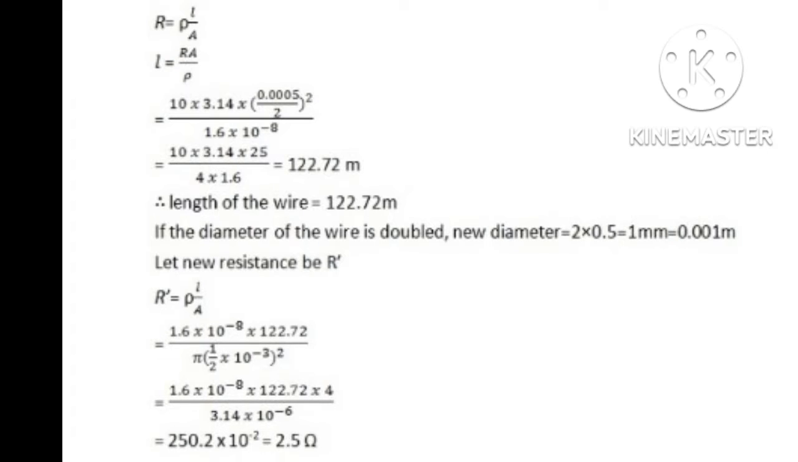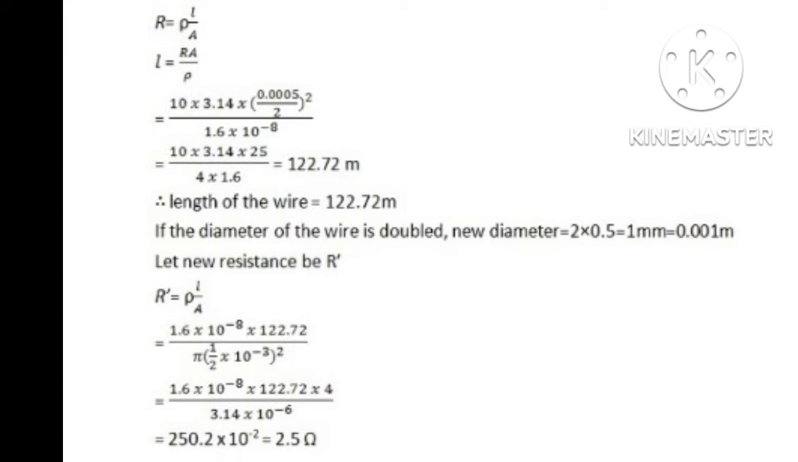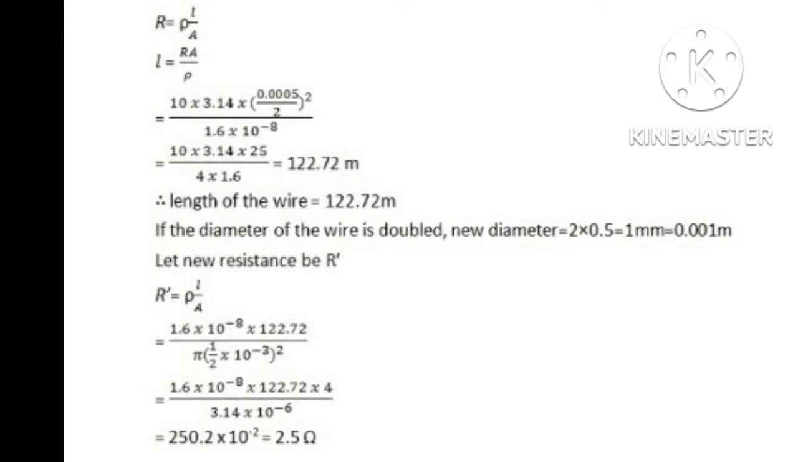That means if the diameter is doubled, what will be the new diameter? That will be equal to 2 into 0.5. Right, that will be 1 millimeter, that we can convert into meters, that is 0.001 meters or 10 raised to minus 3 meters. So what will be the value of new resistance? So the same equation we can use for this also, right? So R is equal to rho into L by A. Here R dash will be equal to rho into L by A.